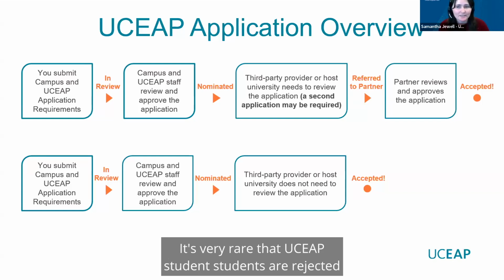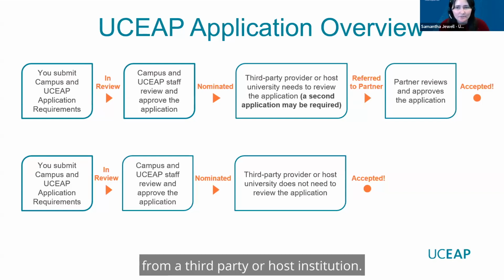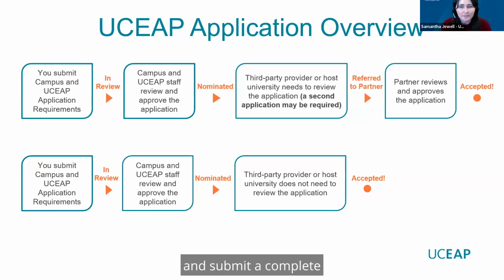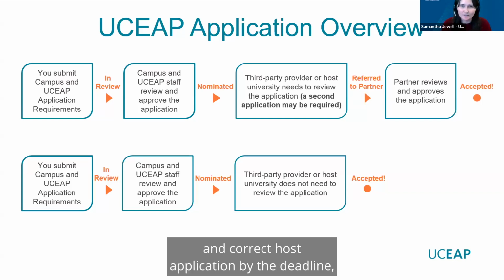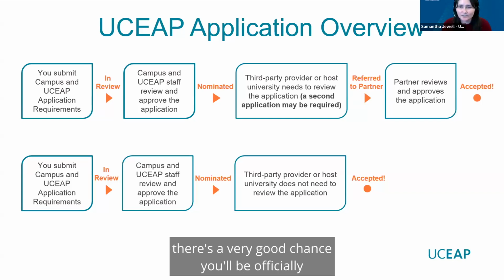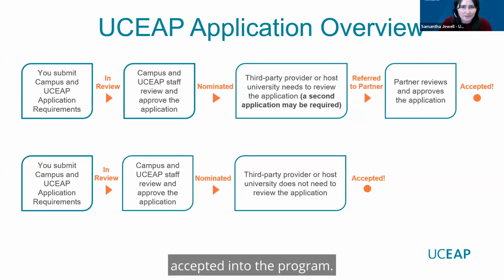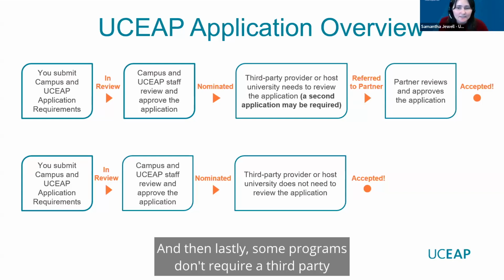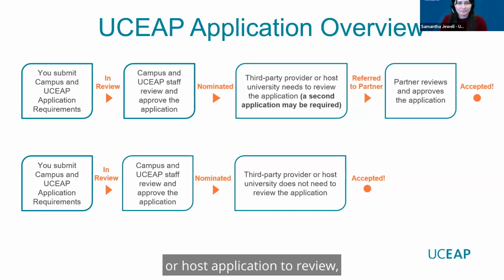It's very rare that UCEAP students are rejected from a third party or host institution. We base our program's eligibility on what the host university requires. So as long as you follow the instructions and submit a complete and correct host application by the deadline, there's a very good chance you'll be officially accepted into the program. And lastly, some programs don't require a third party or host application to review, in which case you'll just be accepted after UCEAP nominates you.